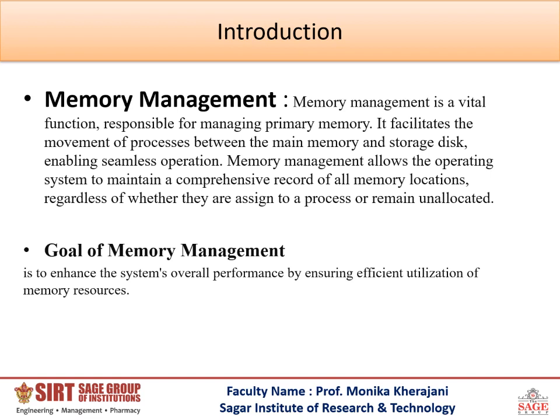As we already discussed in process management, there are different processes and they get the CPU. In a similar way, before executing any process, all processes require memory, and the question is how the memory will be allocated to these processes. So in this unit, we will discuss all the techniques for managing memory. The primary goal of memory management is to improve overall system performance by ensuring efficient utilization of memory resources.